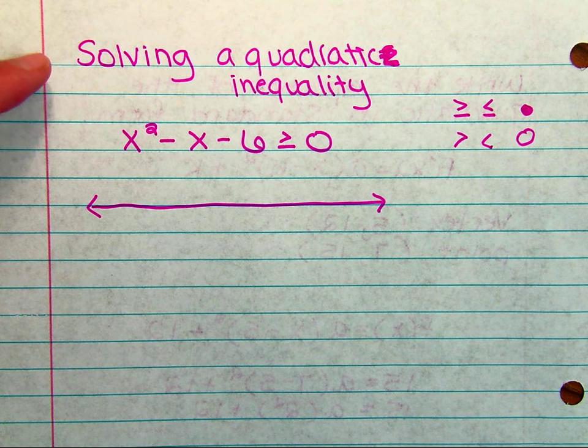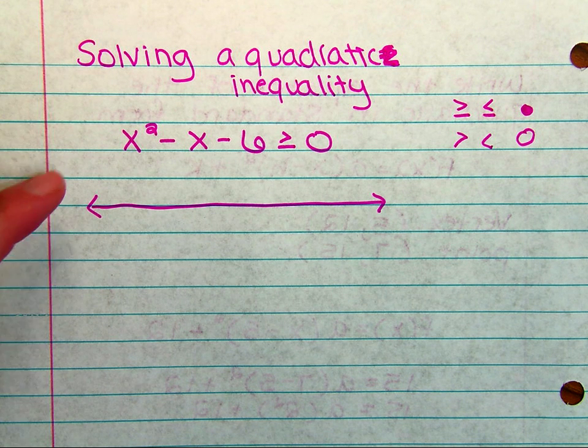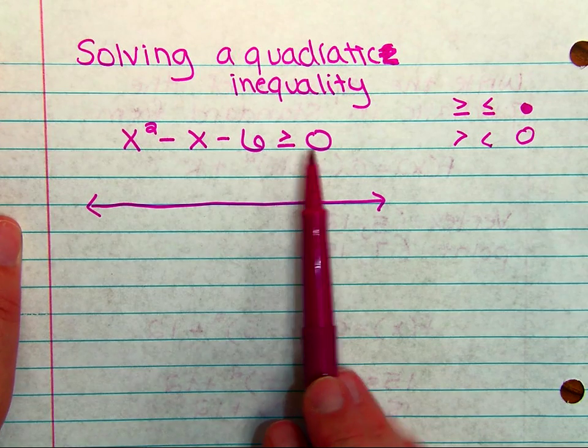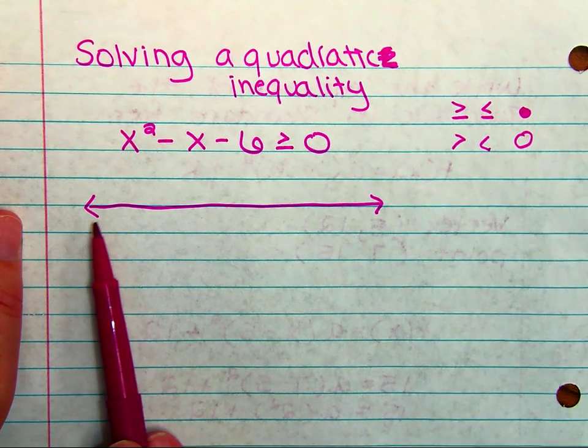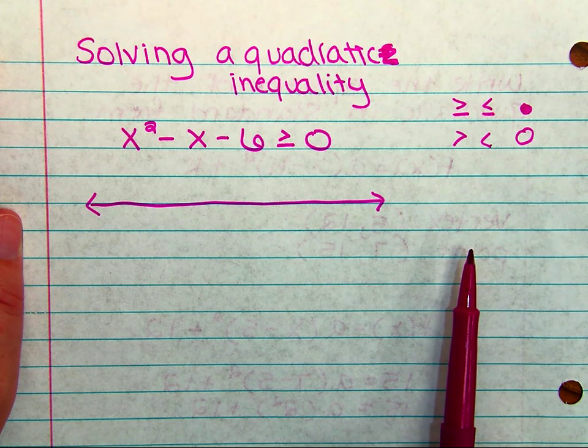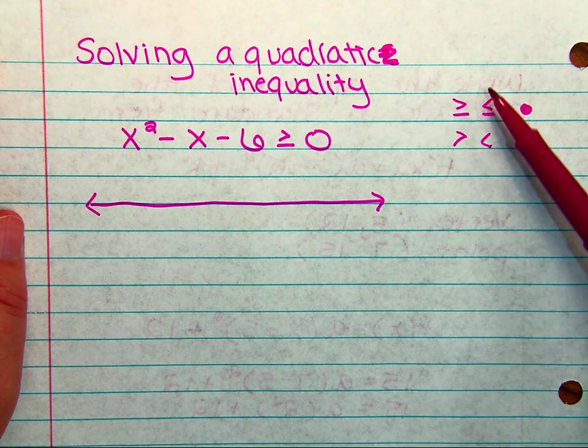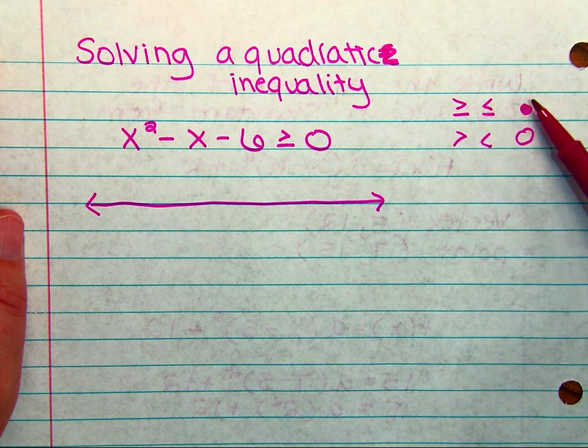So this is a quick video on solving a quadratic inequality. I've got my quadratic, x squared minus x minus 6, greater than or equal to 0. Remember, inequality means we're going to be looking at a number line. If I've got an equal to sign, you're going to have a filled in circle on your number line. If there's no equal to, it's going to be open.